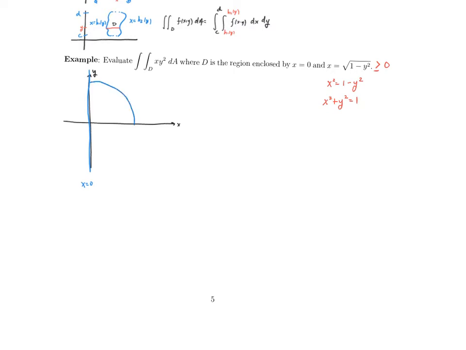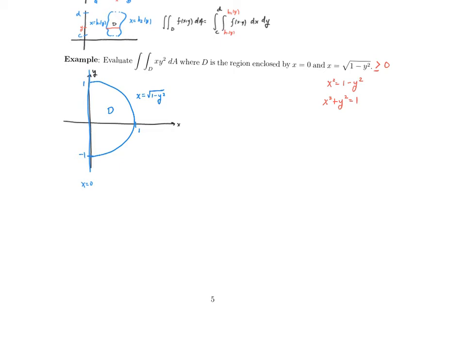So roughly speaking, we have -1 and 1 in the y direction, 1 in the x direction, and this is the graph of x equals the square root of 1 minus y squared. And the region enclosed between this half a circle and the y-axis is what we call D above.